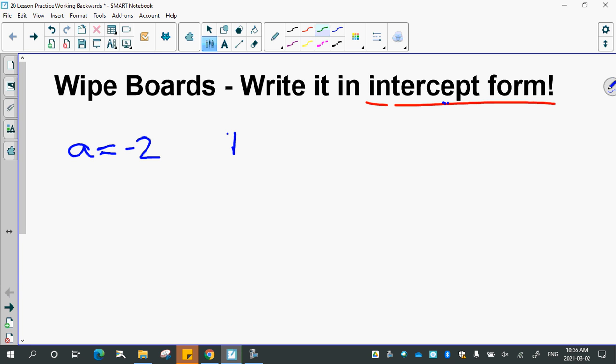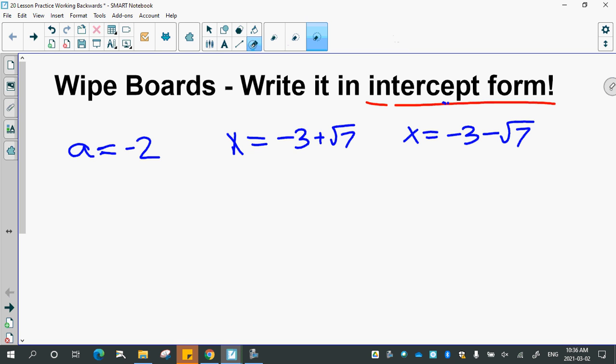So here's my x-intercepts are x equals -3 plus √7 and -3 minus √7. And let's change our a to +3. Okay, so a is +3. Our x-intercepts are -3 plus √7 and -3 minus √7. Careful with your expanding.